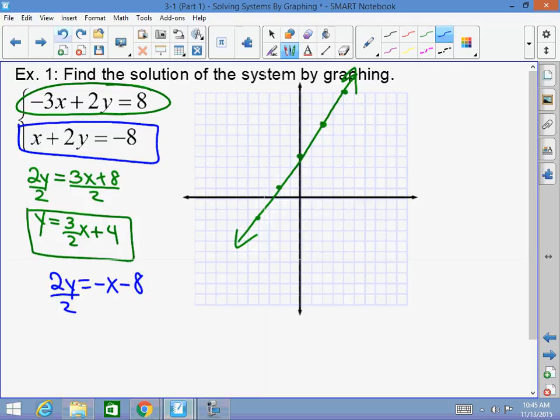Wow, I'm so embarrassed. That was pretty silly. And I apologize. No excuse. Negative 1 half x minus 4. So negative 1, 2, 3, 4. Negative 4. Down 1 over 2. Down 1 over 2. Let's go backwards because I got to find an intersection point. So up 1 over 2. Up 1 over 2.